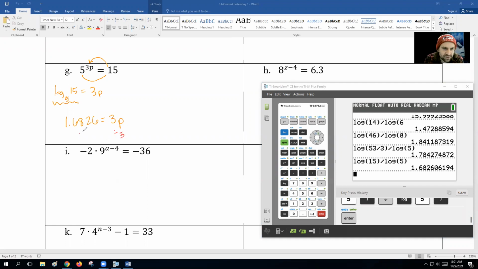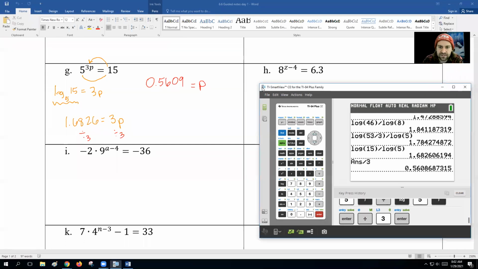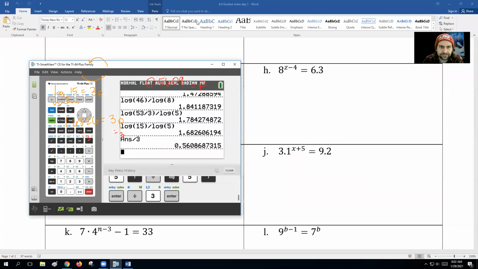We're going to take that decimal and divide it by 3 to get the p by itself. If we already have this typed in with decimals here, all we have to do is press divided by 3. It takes our answer from before and divides it by 3. And so our final answer here would be 0.5609 when we round to the 4th decimal place. Try to pause the video, see if you can do H on your own.